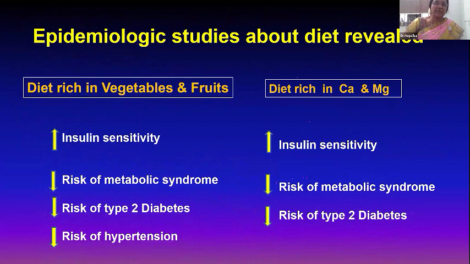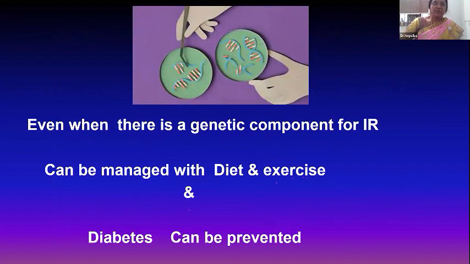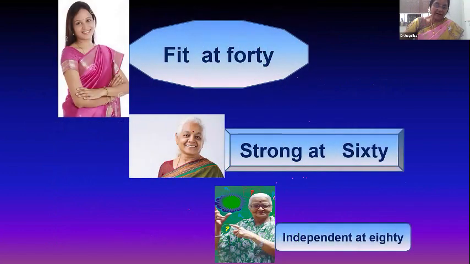When we eat vegetables and fruits, insulin sensitivity increases, and subsequently the risk of metabolic syndrome, diabetes, and hypertension is reduced. A diet rich in calcium and magnesium also increases insulin sensitivity. So even if there is a genetic component for insulin resistance, it can be managed with diet and exercise, and that way we can control or prevent diabetes.